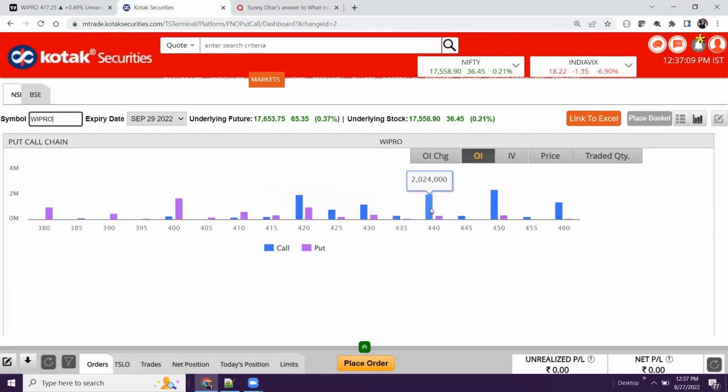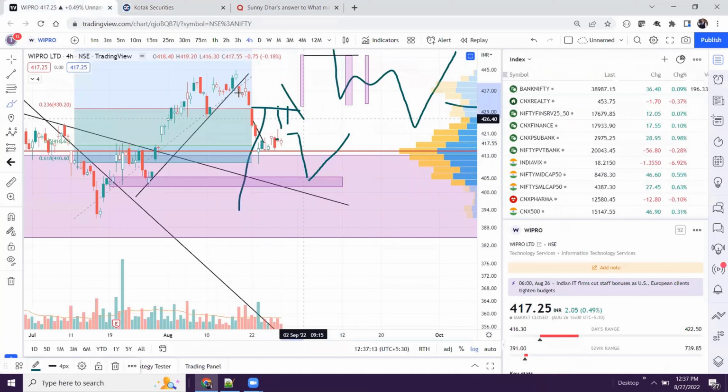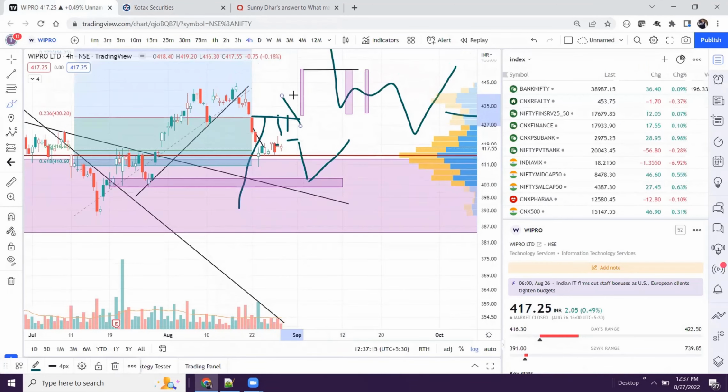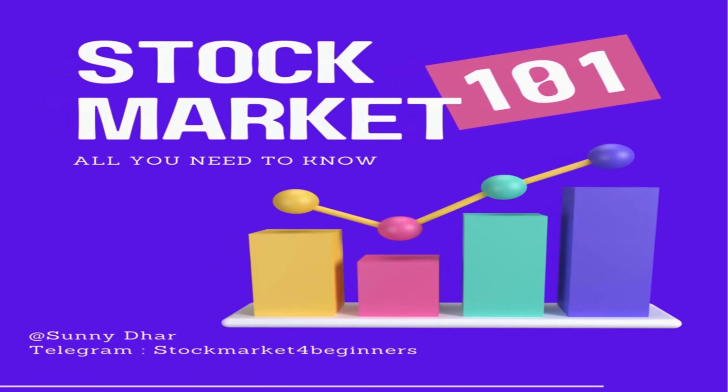For 440 was a selling zone, 450 was a selling zone, and you can see from the same 440 and 450 it fell. When you feel low, you can still go. Even when you feel slow, you can still go.